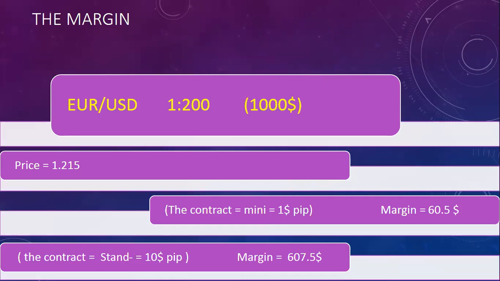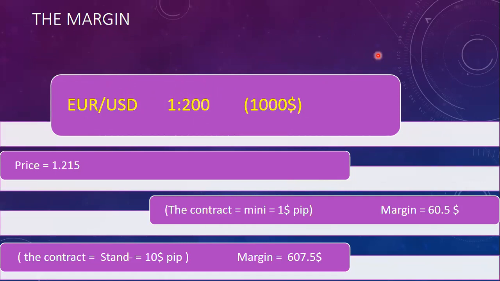This is another case here for the margin also. I have the same company, the same dollar, I have $1,000, the same price of the euro. Everything is the same, but here I change the leverage from 1 to 100 to 1 to 200. So I take a bigger leverage from the company.